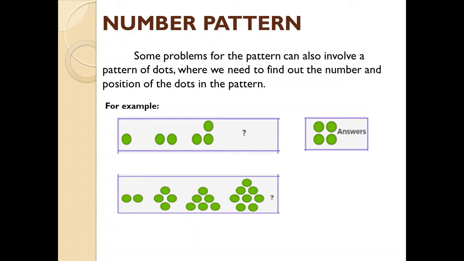Next, for the first term, we have 2 dots. Second term, 4 dots. Third term, 6 dots. Fourth term, 8 dots. How about in the fifth term? How many dots do you think are there in the fifth term? In the fifth term, we have 10 dots.